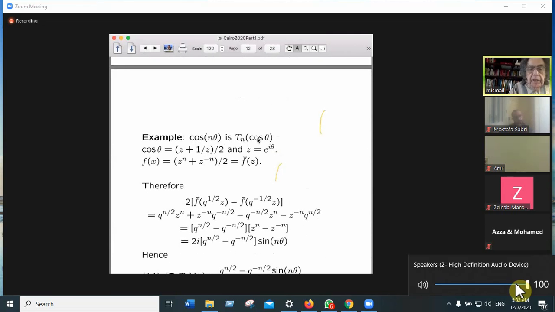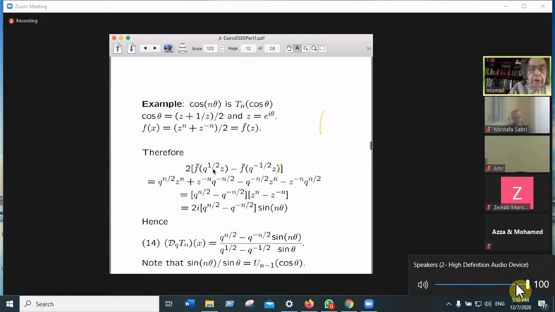Cosine n theta is Tn of cosine theta. So my cosine theta is (z plus 1 over z) over 2, so my z is e to the i theta. Okay, so this is now my f. It is (z to the n plus z to the minus n) over 2. So that is my f check. And when I write it in terms of z, my f check of z is (z to the n plus z to the minus n) over 2.